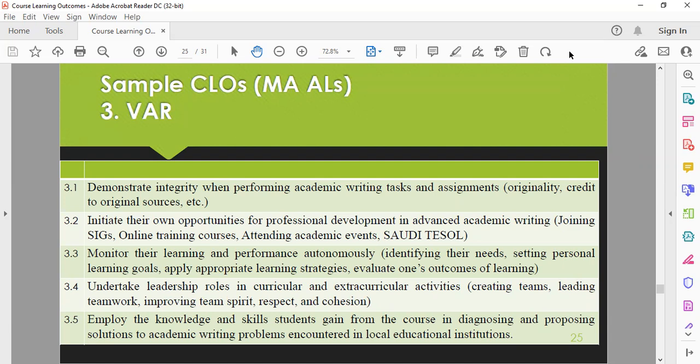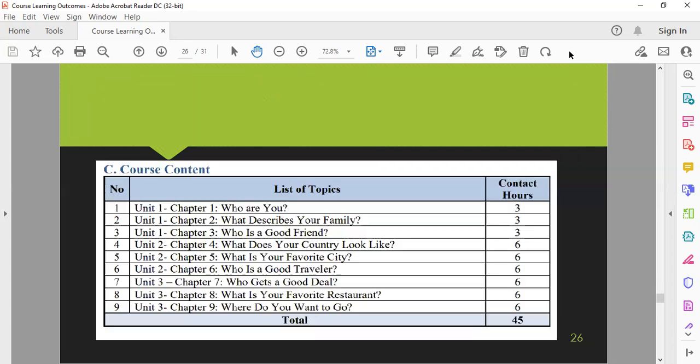Undertake leadership roles in curricular and extracurricular activities, for example, by creating teams, leading teamwork, improving team spirit when they do discussion in the class about this course. I should have made this one more contextualized. Employ the knowledge and skills students gain from the course in diagnosing and proposing solutions to academic writing problems encountered in local educational institutions, because it's an advanced academic writing course.